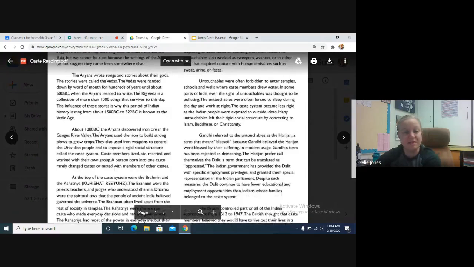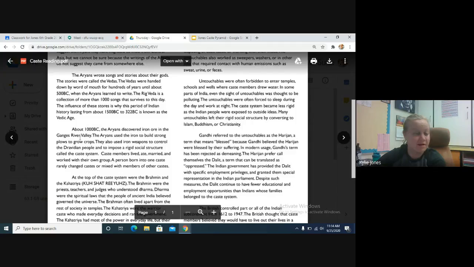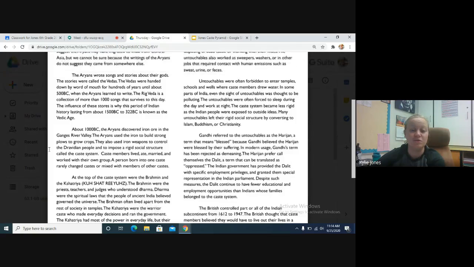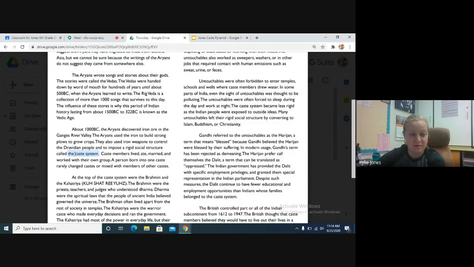About 1000 BC, the Aryans discovered iron ore in the Ganges River Valley. The Aryans used the iron to build strong plows to grow crops. They also used iron weapons to control the Dravidian people and to impose a rigid social structure called the caste system. So this is what we're talking about today, the caste system.